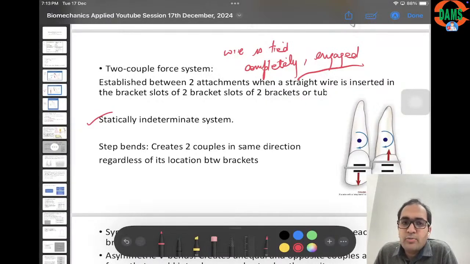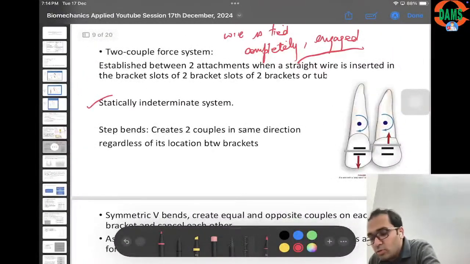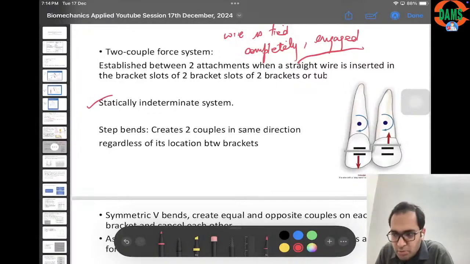So in this kind of two couple force system, we can have two kinds of wire bends placed. One is a step bend, another are V bends. So what are step and what are V bends? First of all, these two all come in the indeterminate force system. Now, in indeterminate we cannot determine what kind of force is being exerted at what point. What we get is a net result in this system. Okay, so what is step bend, what is V bend?